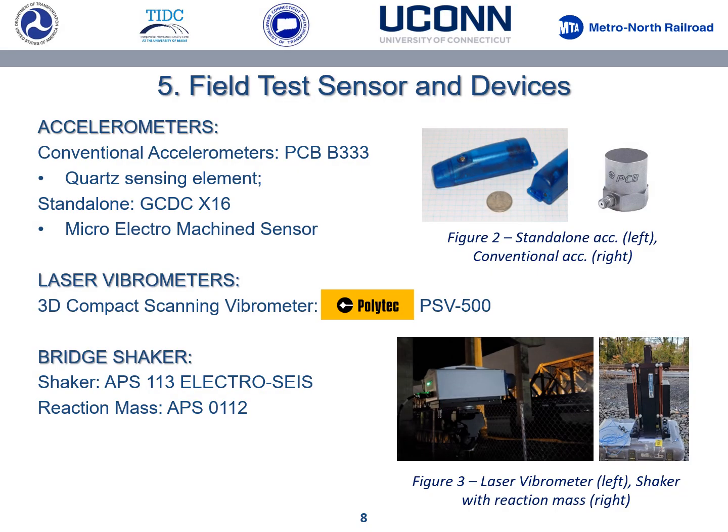Field test sensors and devices. For the field test, we use 3 different types of devices: accelerometers, a laser vibrometer, and the bridge shaker. In the accelerometers, we use 2 different types. We use the quartz sensing elements, which we describe as conventional. We use the micro electromagnetic sensors, which we describe as standalone. They don't require a data acquisition system, and they don't require wiring. And we use a laser vibrometer, a 3D compact scanning vibrometer from Polytec, the PSV 500, and we use a bridge shaker as well, the APS 113 electro-seis.